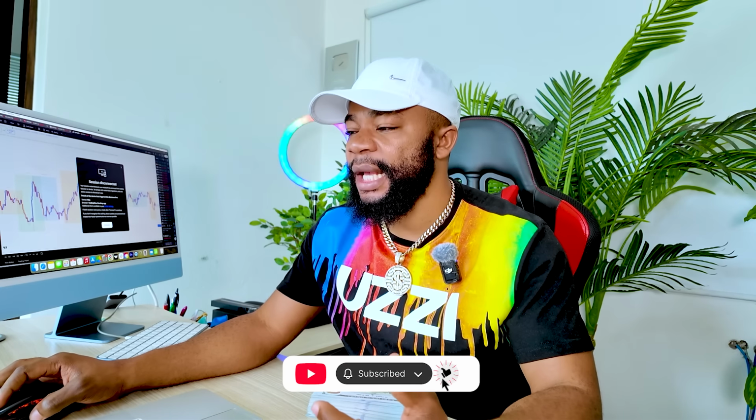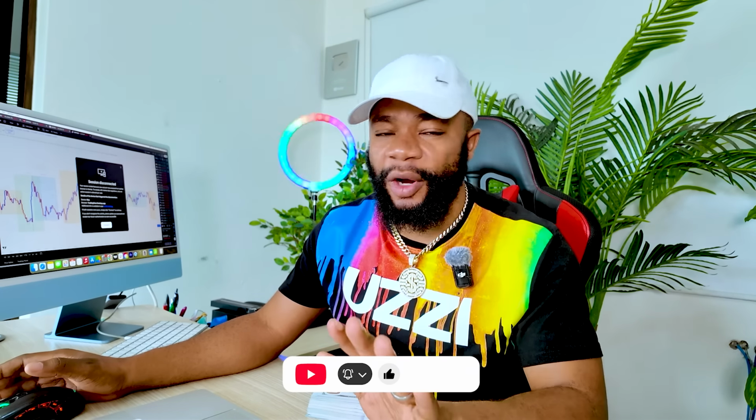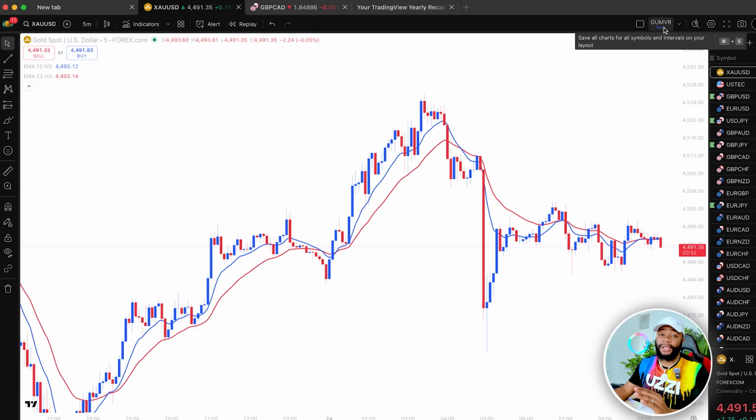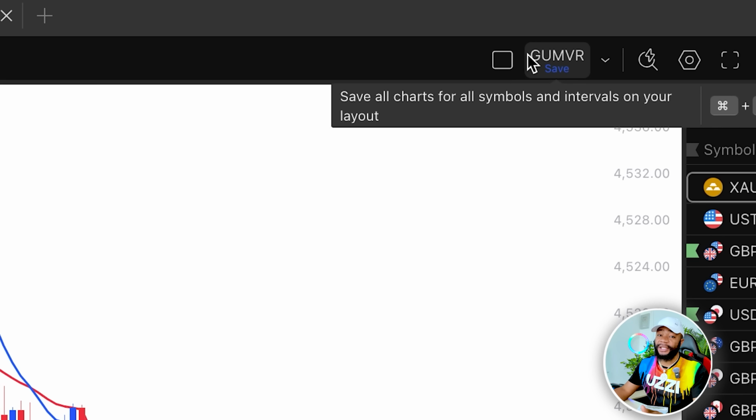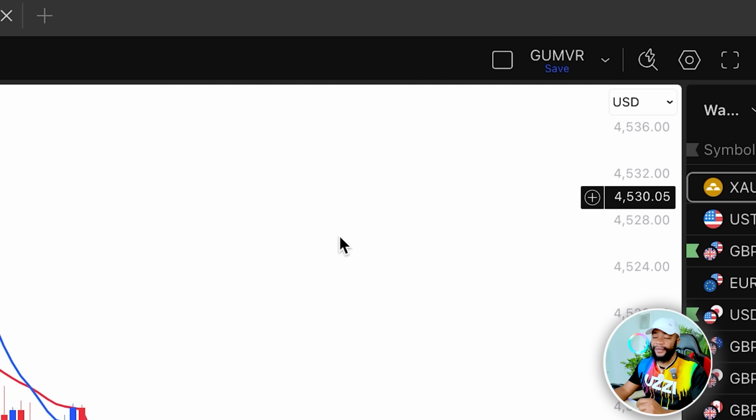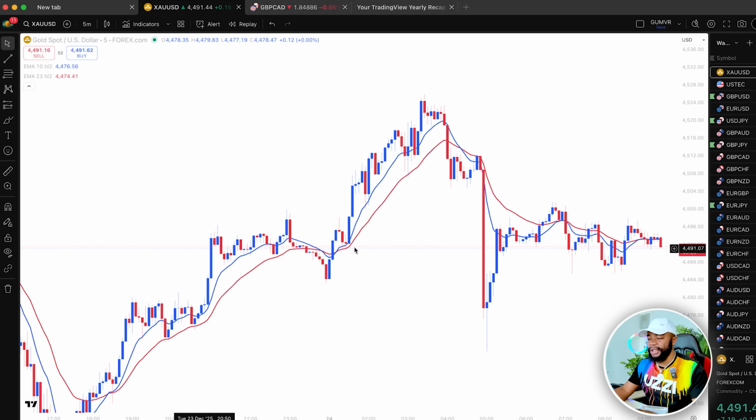We're going to be using our MetaTrader 5 as always. And in MetaTrader 5, you guys know how organized I am when it comes to trading. I have different profiles for different strategies. You can see the profile is already here, GUMVRO, the Godlove University Moving Average Strategy. I'm going to delete these moving averages and we're going to set everything up together.